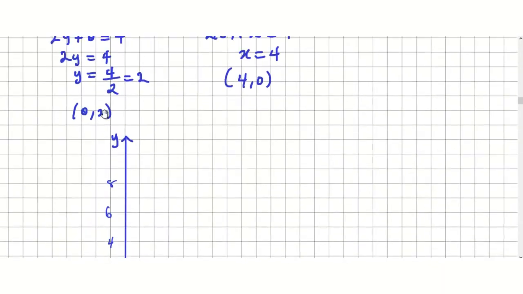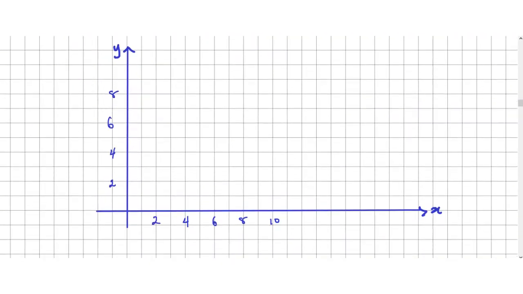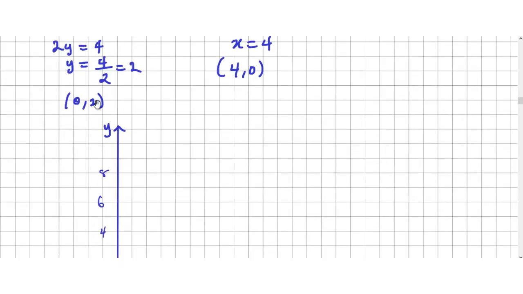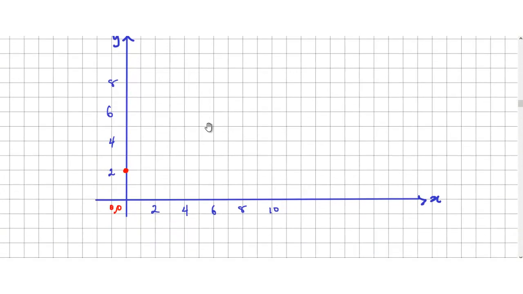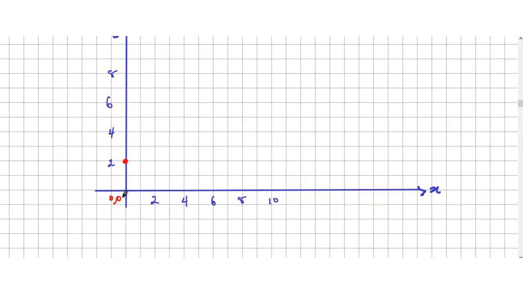So let's do this. When x is equal to 0, y is equal to 2. So this is the origin, 0, 0. When x is equal to 0, y is equal to 2, so this is the point. And the next one, when x is equal to 4, y is equal to 0. So y is equal to 0, x is equal to 4. This is where they intersect. If you now want to draw the line, draw a line that connects these two points. So the line will be like this. I can stretch this line upward.